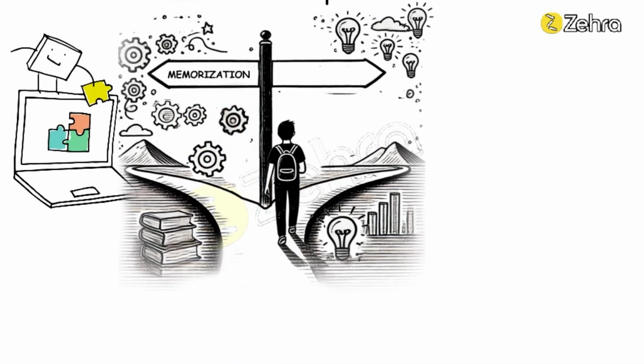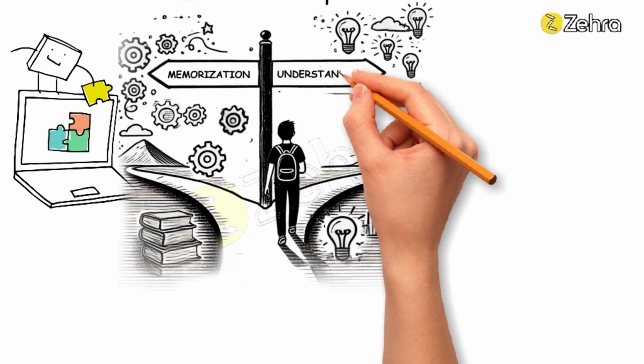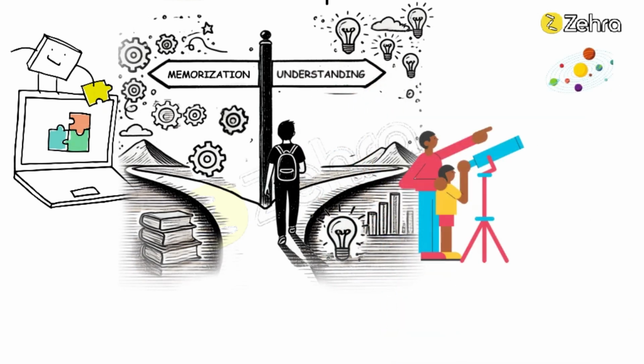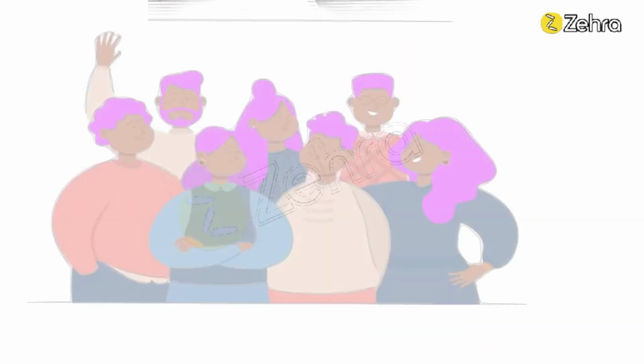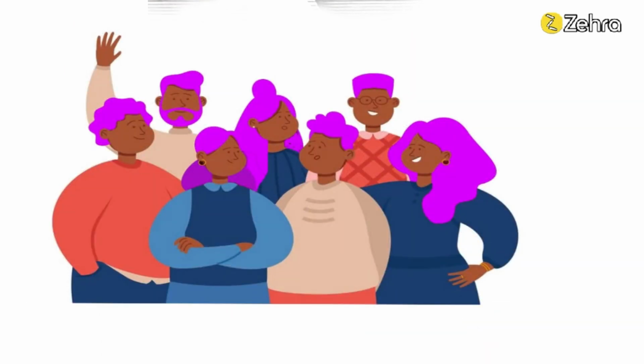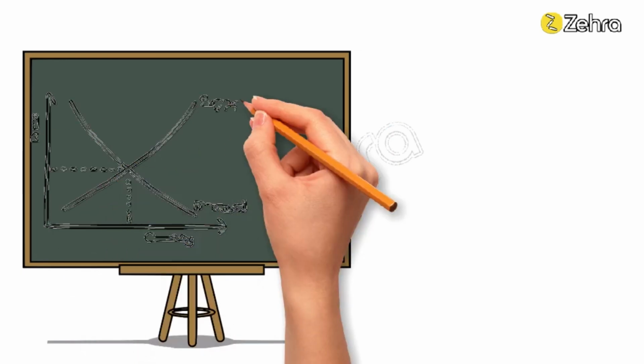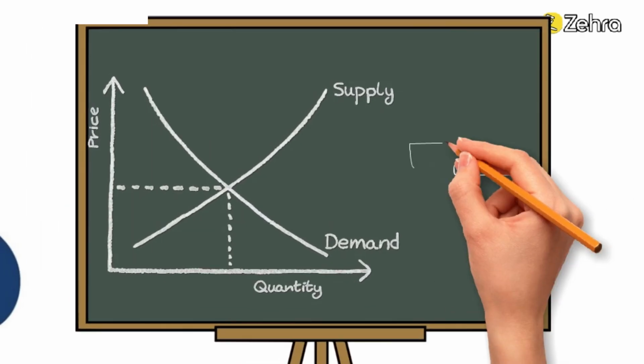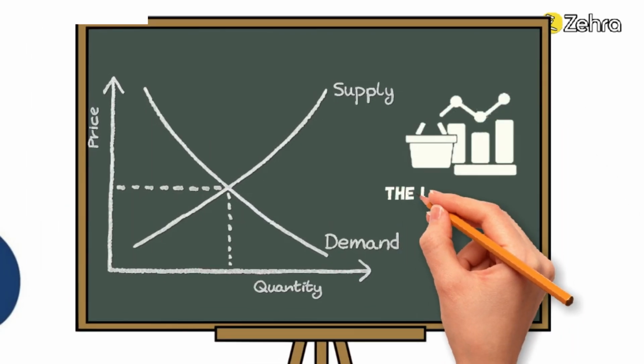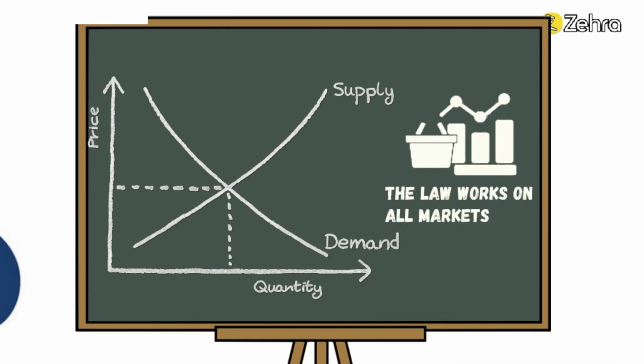Instead of memorizing steps or definitions, conceptual understanding lets you see the bigger picture. It's about recognizing patterns and principles that apply across different situations. For example, the idea that supply and demand influence prices isn't just about one specific market. It's a general economic principle.